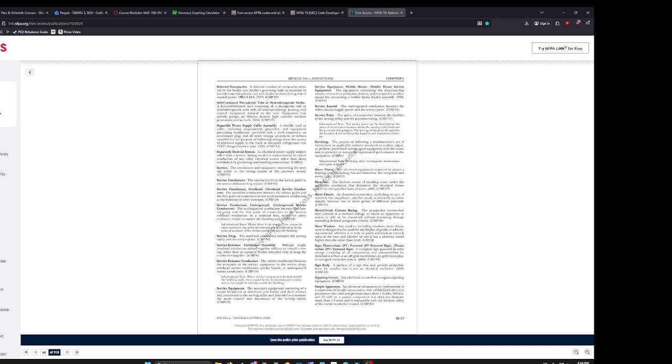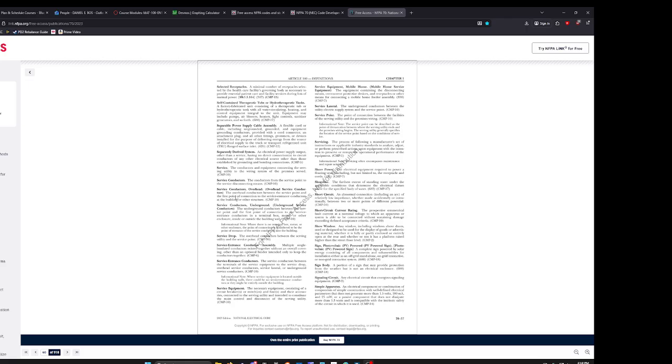Service conductors, underground: the underground conductors between the service point and the first point of connection to the service entrance conductors in a terminal box, meter, or other enclosure. Yeah, we get that. Service drop: the overhead conductors between the serving utility and the service point. So, for example, that is your conductor coming from your overhead service to your house. Again, what we have been talking about.